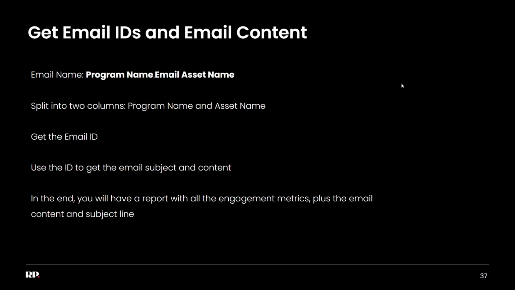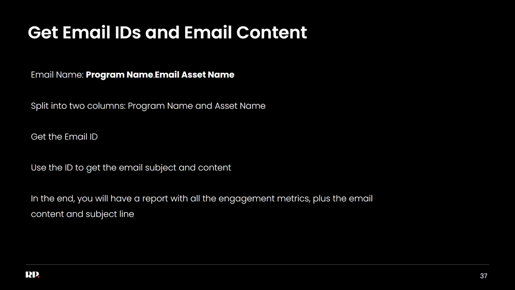But what you can also do is use the API, and the code is not here, but it will be available for you guys in the blog post, so you can go there and learn it. So in the report, you have the email name with program name dot email asset name. You have to split into two columns with the program name and asset name. With that, you do an API request that gets the email ID. And with the email ID, you can do new API requests to get the email subject and content.